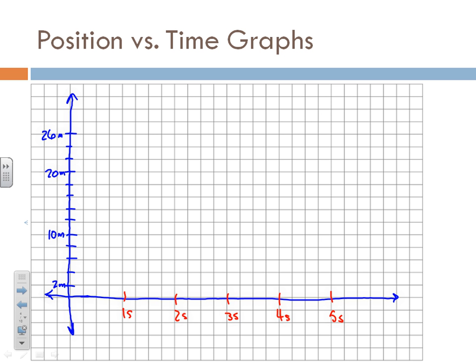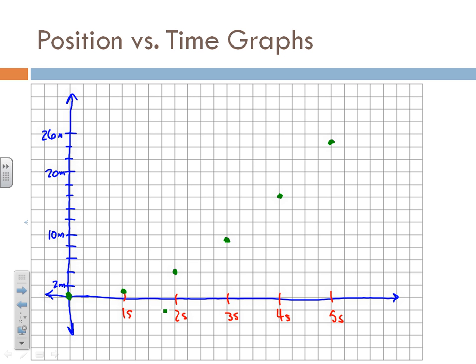So if we go to graph these points, we're going to see a point at 0, 0. Then at 1 second, we're going to be located at 1 meter. At 2 seconds, we're going to be located at 4 meters. At 3 seconds, we're going to be located at 9 meters. At 4 seconds, we're going to be located at 16 meters. And then at 5 seconds, we'll be at 25 meters.